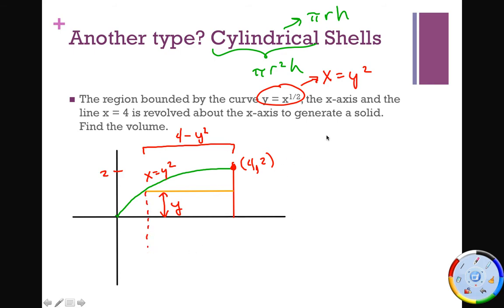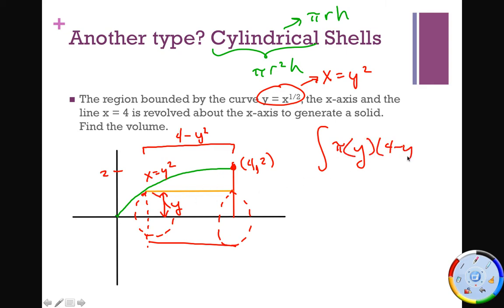So what we can think about is the integral of pi times the radius of the cylinder. This is actually going to be the cylinder right here. That's the radius of the cylinder. The cylinder is going to be that y value times the height of that cylinder, which is 4 minus y squared, dy. So notice we're in the y direction and not the x direction. And since we're in the y direction, it goes from 0 to 2.